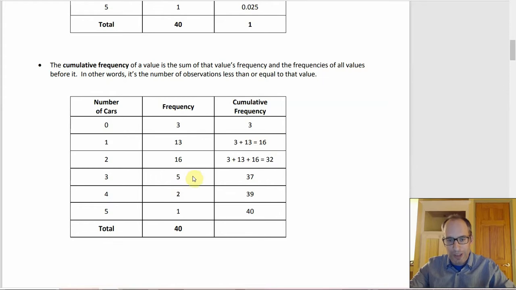And then for 3, you've got 5 3's, so you've got that plus the previous 32, you get 37, right? And so forth. 2 4's plus the previous 37, you get 39. And then 1 5 plus the previous 39 all up here, right? So if you had them all written out individually for 5, you'd have 3 plus 13 plus 16 plus 5 plus 2 plus 1. And then for 4, 3 plus 13 plus 16 plus 5 plus 2. But that's how cumulative frequency works, just like a cumulative final. That's probably the simplest way to understand it, or the easiest thing to tie it to.